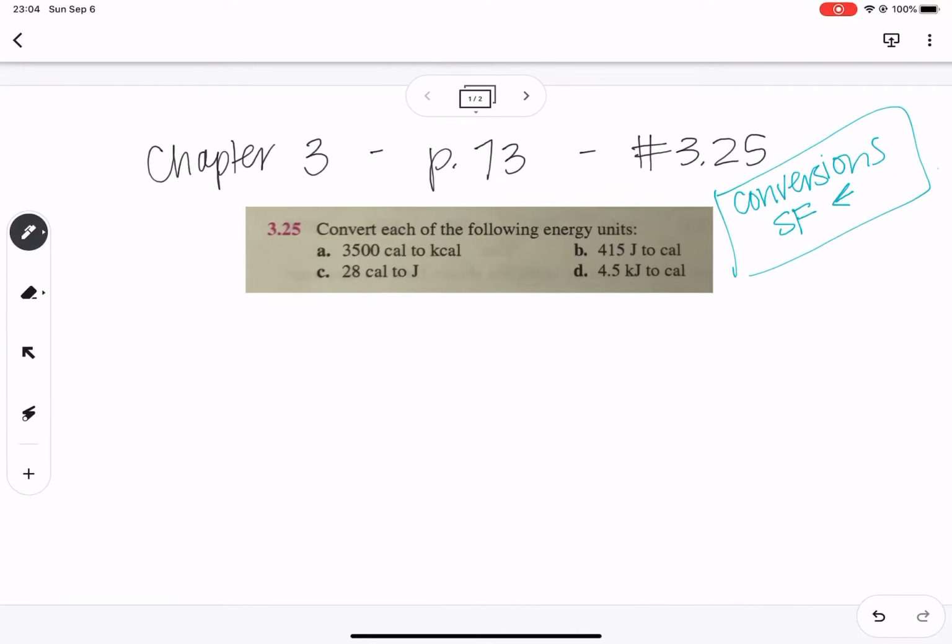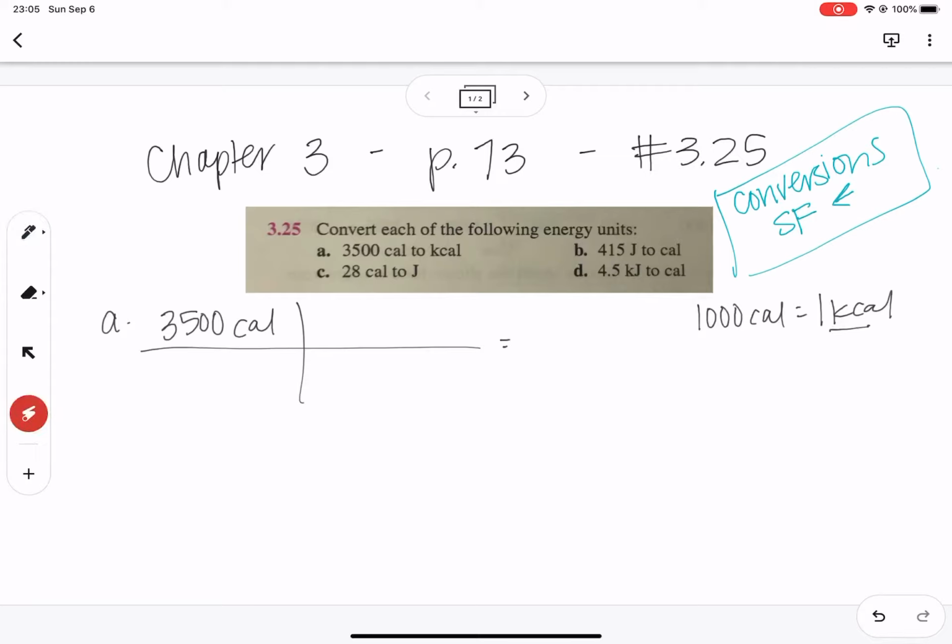All right, so let's do A. First you will convert 3,500 calories to kilocalories. And you always will start with what you're given, which is 3,500 calories. I'm going to set up my problem here. We're going to use a conversion to solve this. And you should remember that 1,000 calories is equal to 1 kilocalorie. And the prefix kilo means 1,000.